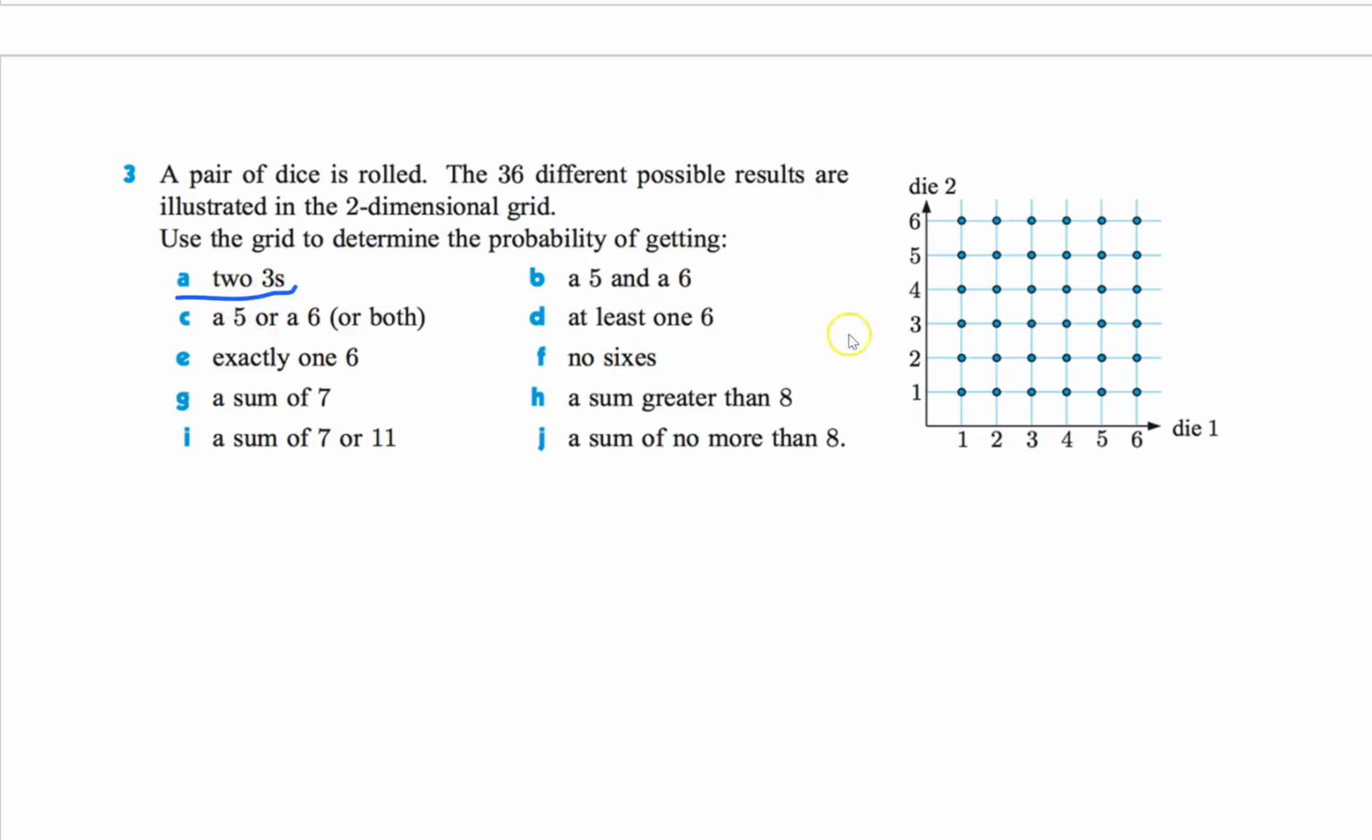What are the odds of getting 2 3s? Well, a 3 and a 3 only happens 1 time. So 1 out of 36. Right, there's 36 possibilities, so there's 6 here and 6 there. But let's look at something else.